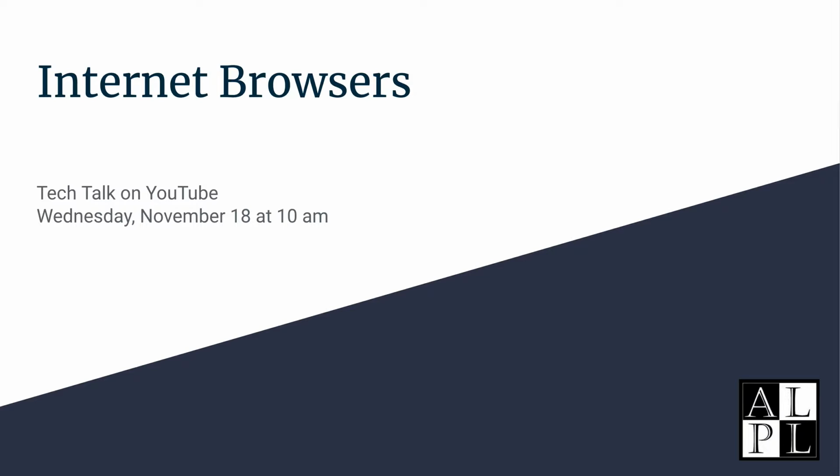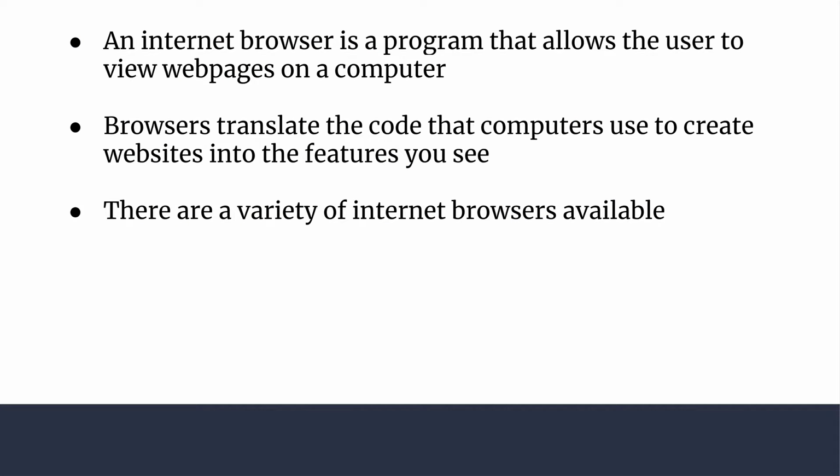Today we are going to be talking about internet browsers. So an internet browser is a software program on your computer or mobile device, such as a tablet or a smartphone, that allows the user to view web pages on a computer. So the browser takes the website code that is used by programmers to create websites, and it translates the code into the features of a website that the user sees.